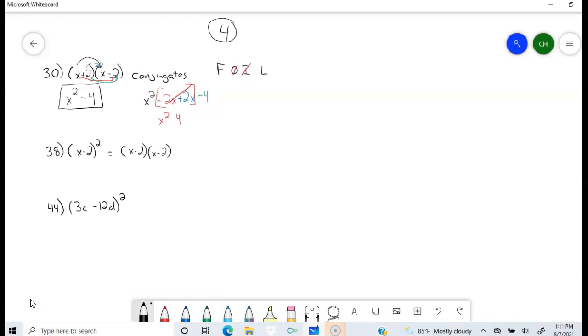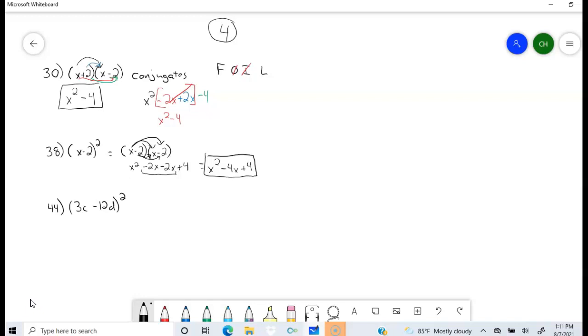So now we FOIL. X times x is x squared. X times negative 2 is minus 2x. Negative 2 times x is minus 2x. Negative 2 times negative 2 is positive 4. Combine the like terms in the middle, and we get x squared minus 4x plus 4.